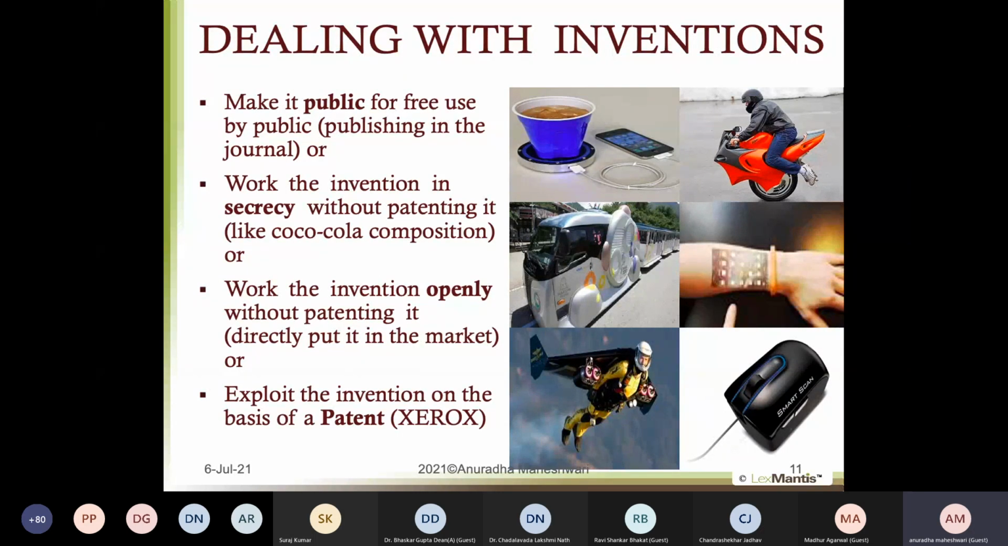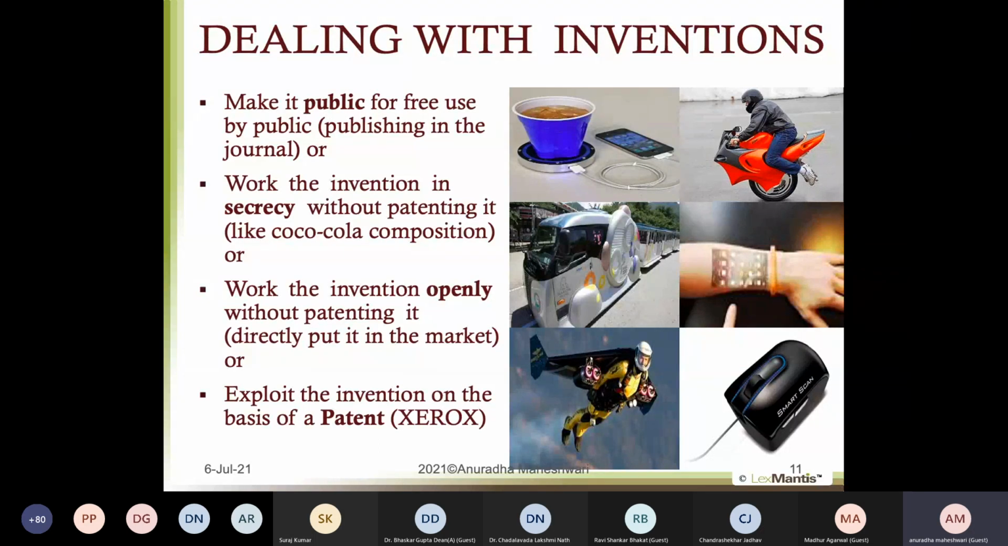Secrets are secrets until they are disclosed, and they get disclosed like it or not. So the Coca-Cola composition is going on as a trade secret, but people are quite knowledgeable about what the composition actually is.